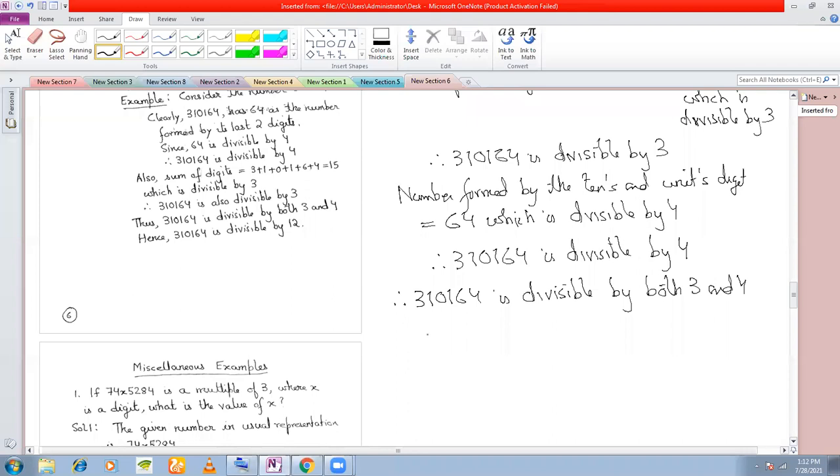That means 310164 is divisible by 12. That's it. Is this clear? Any question you have on divisibility test which you could not understand?